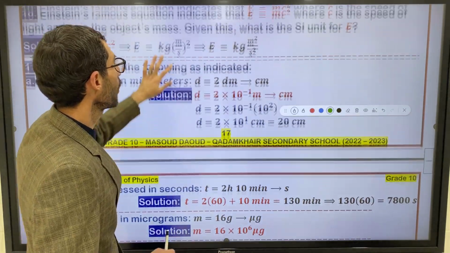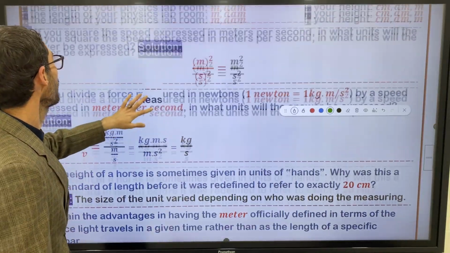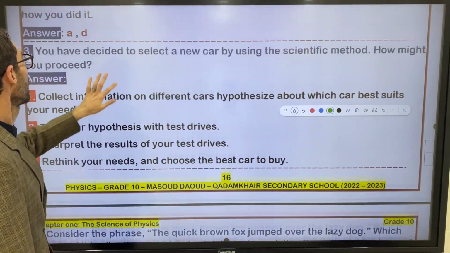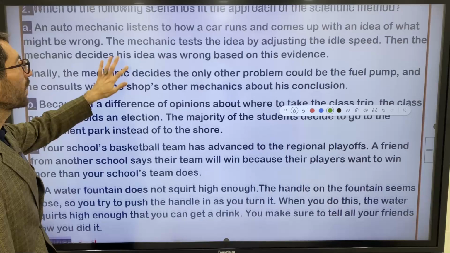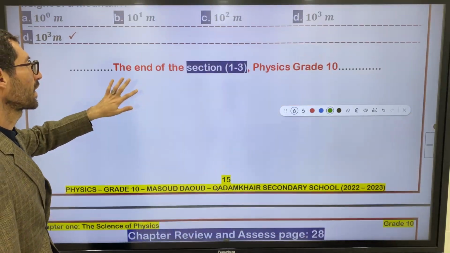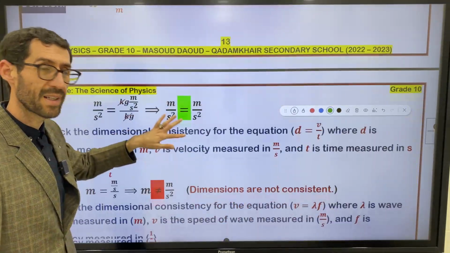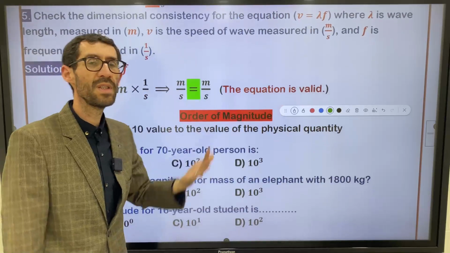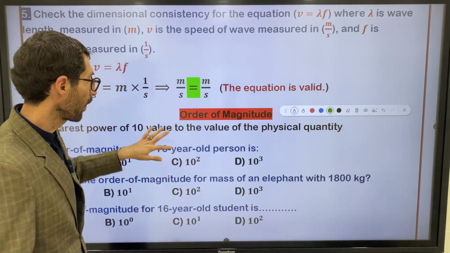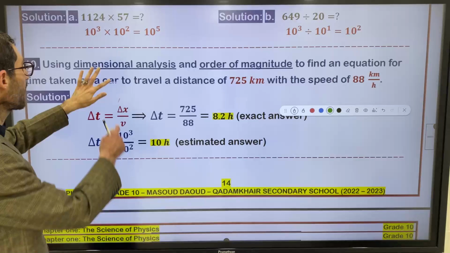Let me go back to this question. I forgot to solve this problem for you. It's very important. Let's solve it for you. It's about dimensional analysis and order of magnitude. You know what dimensional analysis is, and you know what order of magnitude is, yeah? Order of magnitude means the nearest power of 10 to the numerical value of the quantity, right?